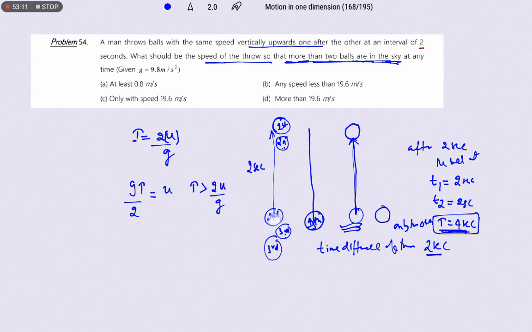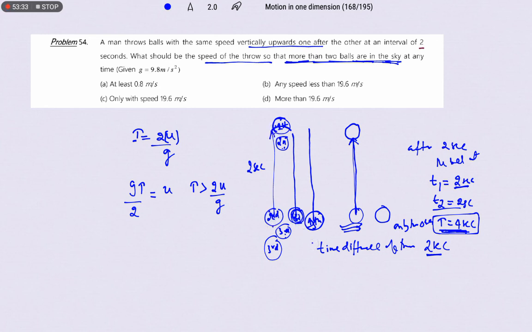When he throws the first ball into the air, if the time of ascent is 2 seconds, the time of descent will also be 2 seconds. So after 2 seconds the first ball reaches the ground, therefore the time of flight will be 4 seconds. If the time of flight is 4 seconds, when the first ball reaches the ground, then only two balls will remain in the air.